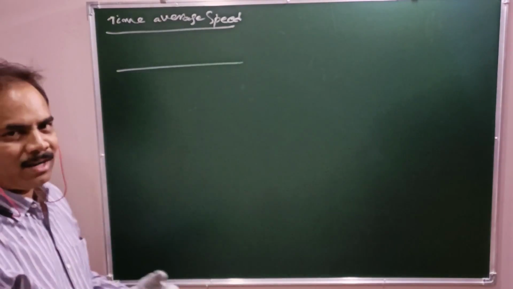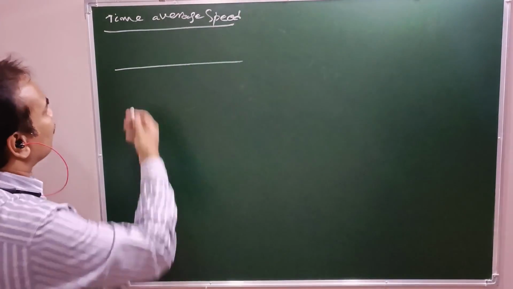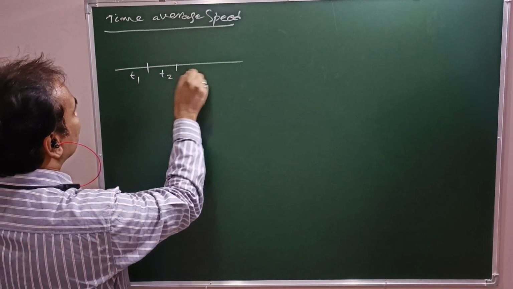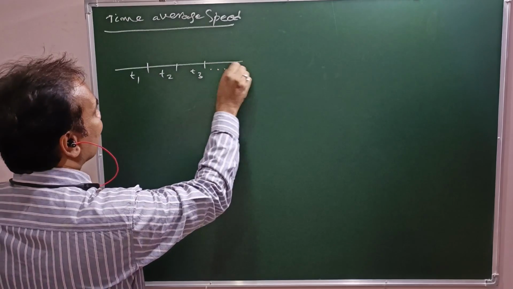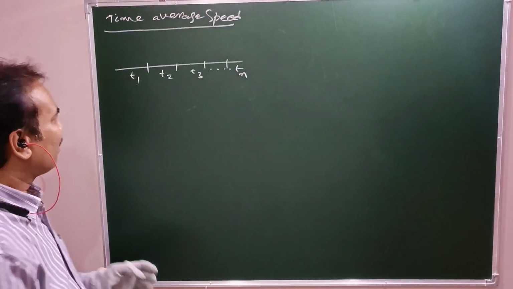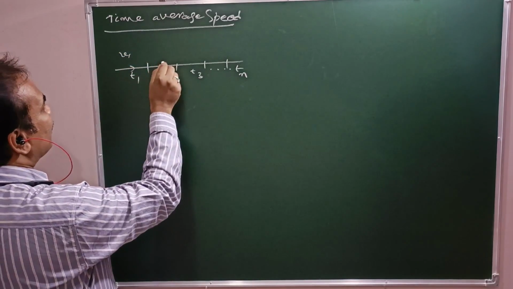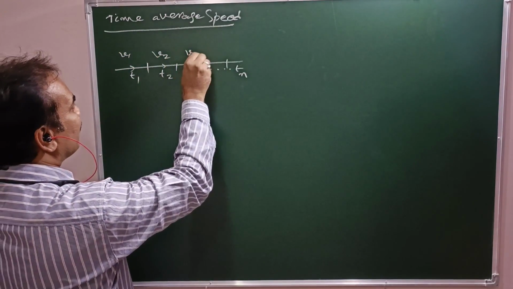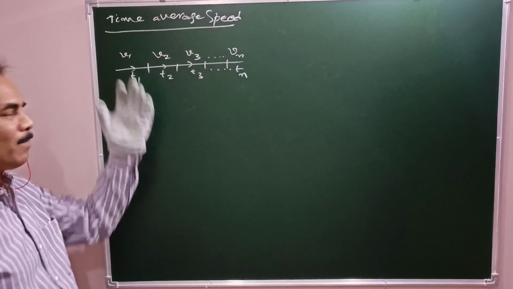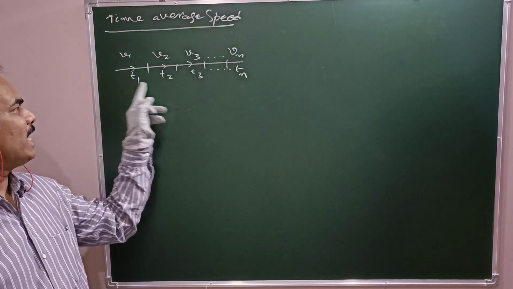Here the particle moves with different speeds in different unequal successive intervals. As an example, this is T1, this is T2, this is T3, and so on up to Tn. What are the speeds of the particle in these successive unequal time intervals? Let the speed be V1, V2, V3, and so on, up to Vn. So the particle moves with different speeds in successive unequal time intervals.